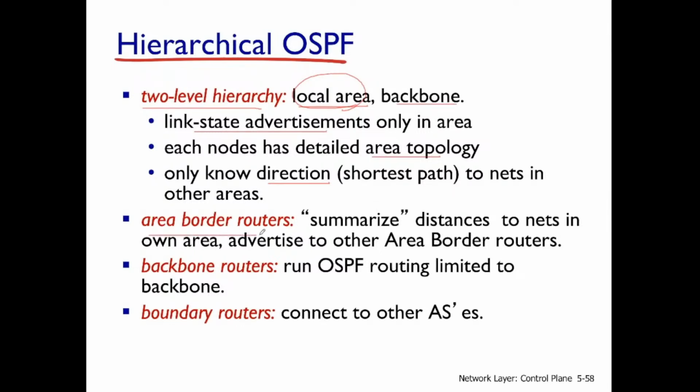So these area border routers will summarize the distance to the destinations inside their own area and advertise to the other area border routers. That's how the area border routers discover each other at a higher level. And those advertisements will also be shared by the backbone routers and the boundary routers.